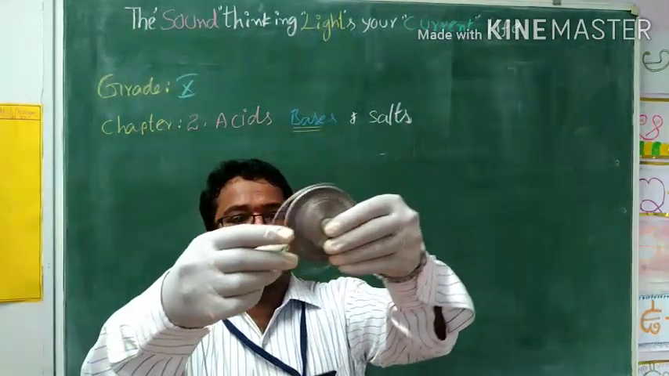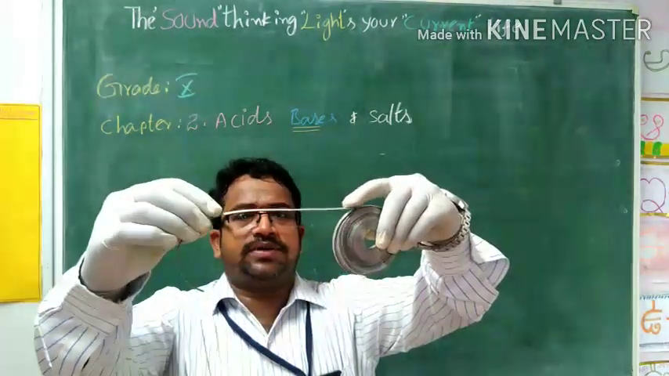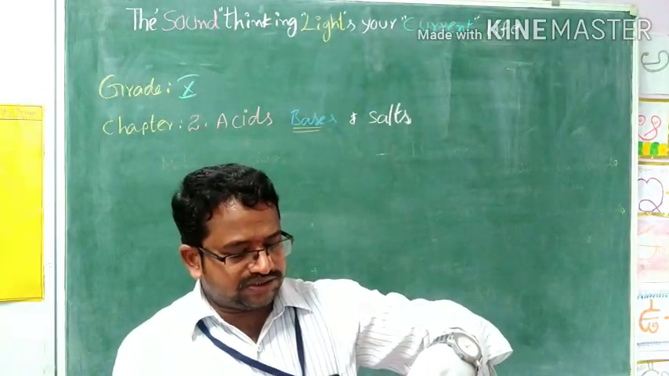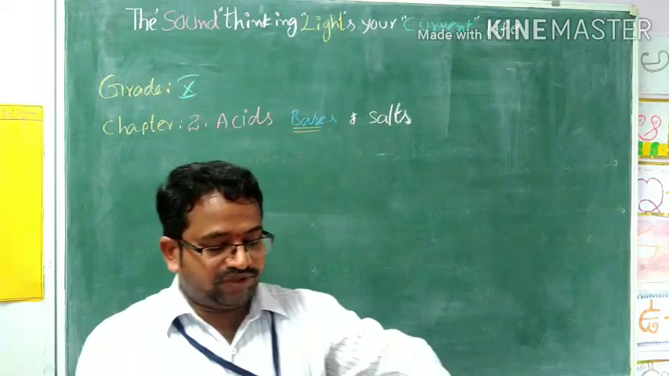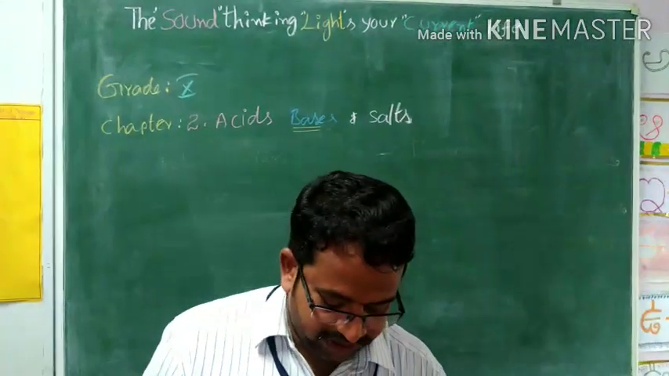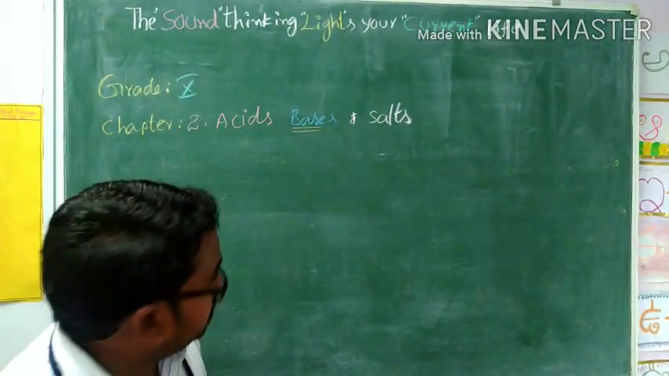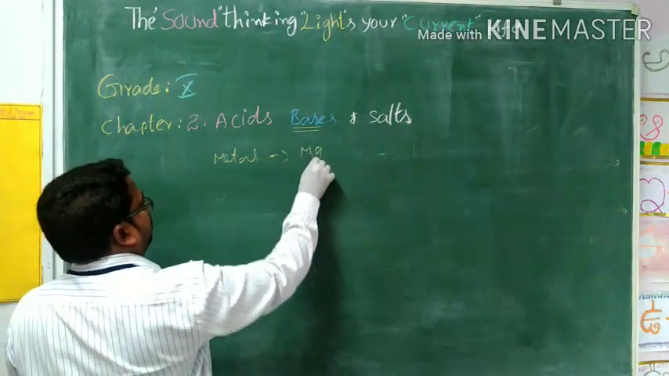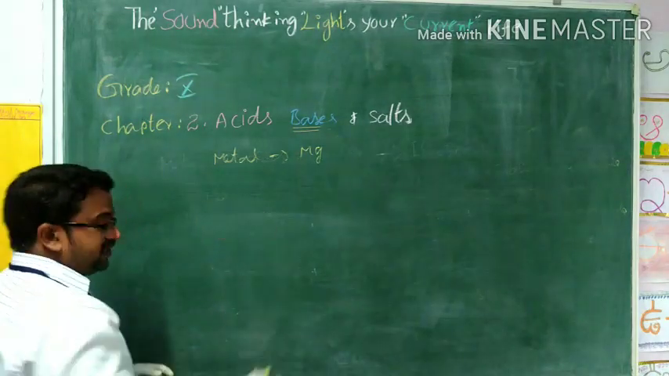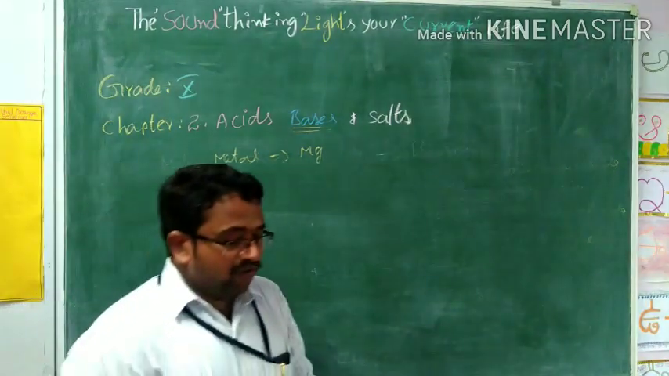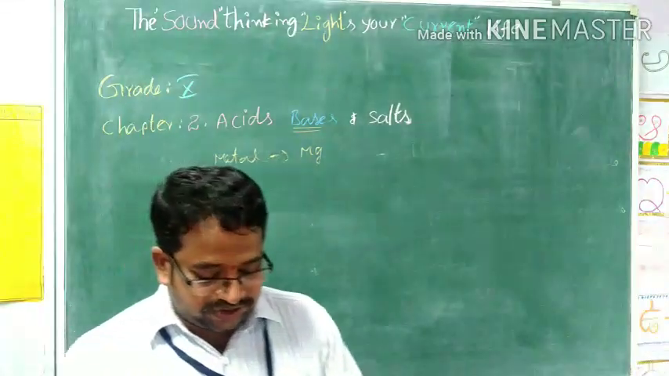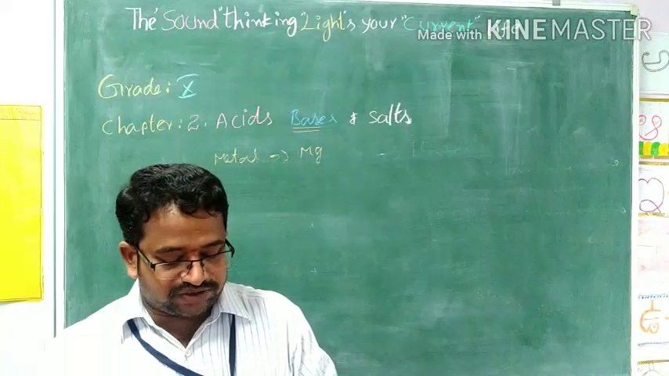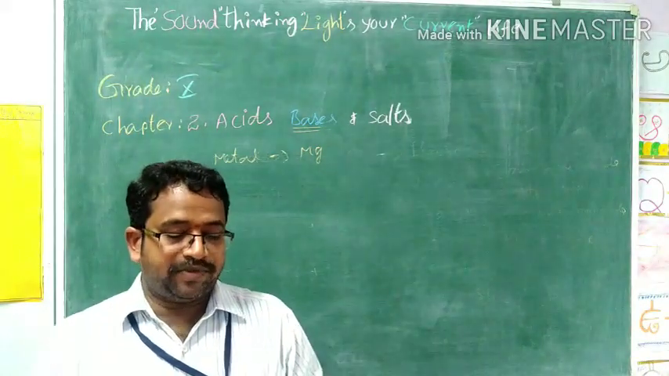Magnesium ribbon. We call it magnesium ribbon. It is a metal. Is only the metal sufficient for us? No. What we need is a metallic oxide. What is the metal I am going to take here? Magnesium is the metal, but the requirement is magnesium oxide. How will you get magnesium oxide? When magnesium burns in the presence of oxygen, it will give magnesium oxide.